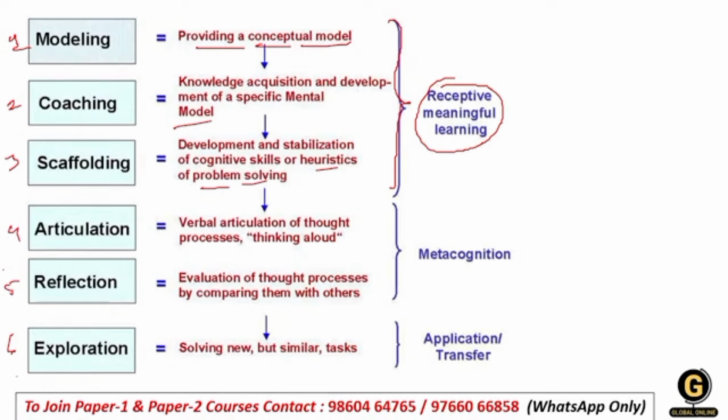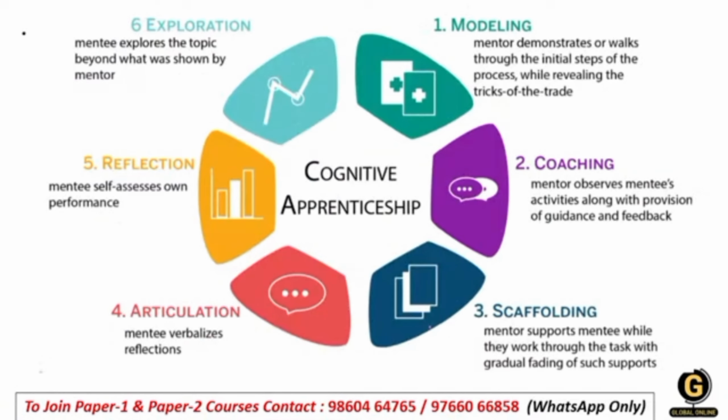Then there are two more, articulation and reflection. Articulation is verbal articulation of thought processes, thinking aloud. Then evaluation of thought processes by comparing them with others is reflection. These two are metacognition. Lastly, exploration is solving new but similar tasks. This is the sixth point, and this is application or transfer.